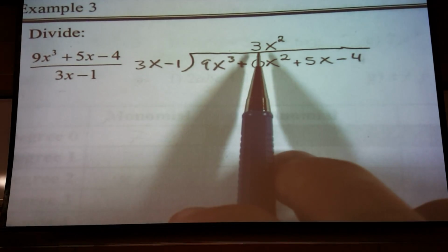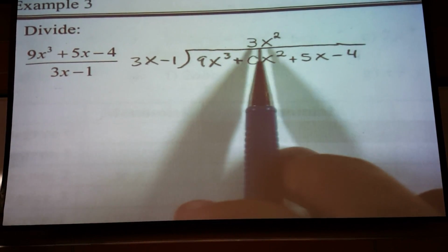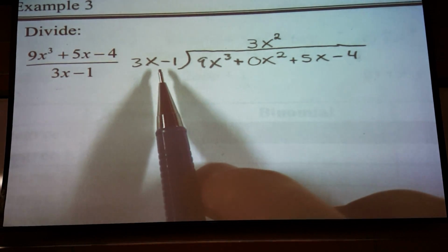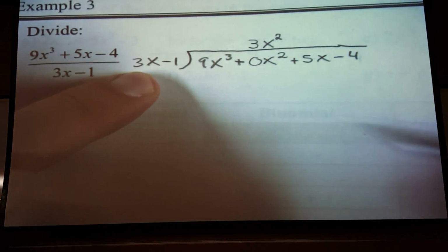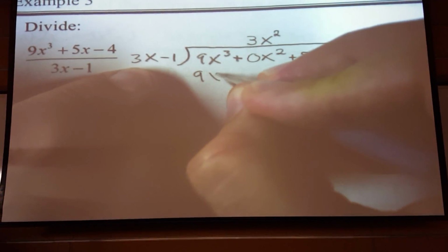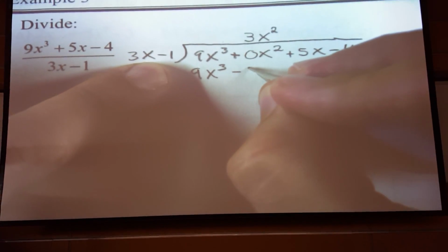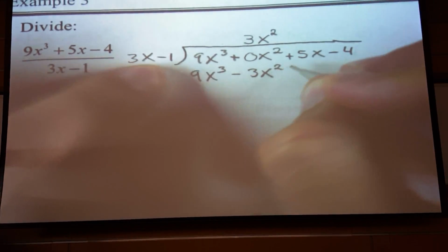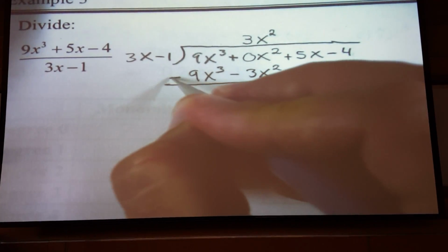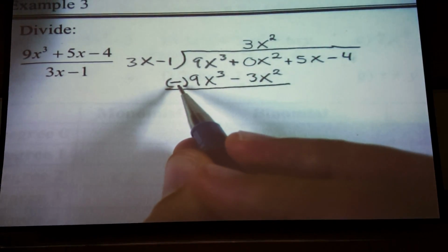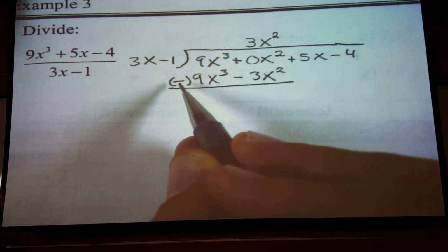All right, now just like we did in our 4th grade example, we're going to take this term that we've written up here, and multiply it by the entire divisor. So 3x squared times 3x makes 9x to the third, but darn well better. 3x times the negative 1 gives us negative 3x squared. And we're going to subtract. Please put that subtraction symbol in parentheses. Please, please, please, every time.